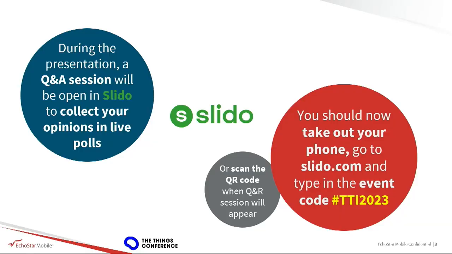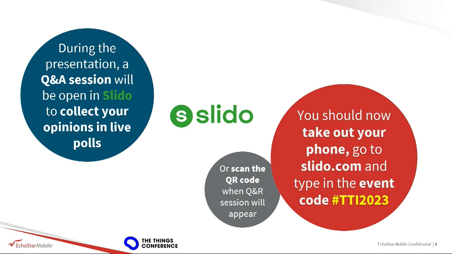I don't know if you've ever been using Slido. It's a live poll mechanism. So what I'm asking you is, on your mobile phone, go to slido.com and put in the code TTI2023, and there will be three questions for you. I really hope that you can do it on your mobile phone and help me in the presentation, and it's going to be interactive as long as you participate.